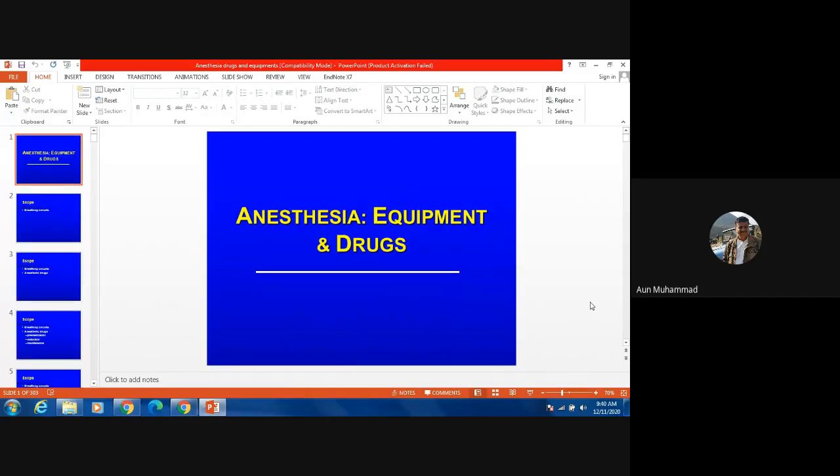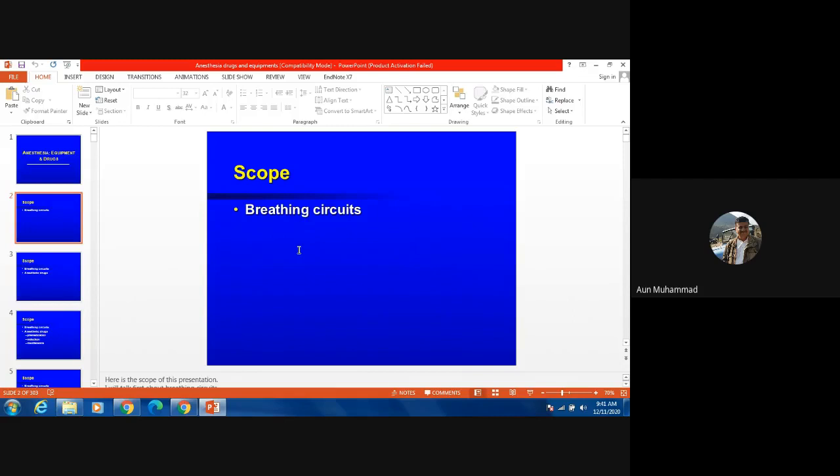And in today's practical class, we will be discussing a very important aspect of anesthesiology, that is the equipment and drugs. Today, I will be introducing you to the different equipment which is used for the anesthesia machine, and then in the next practical class we will be discussing the different anesthetic drugs and ultimately the patient monitoring. So this is the scope of this presentation.